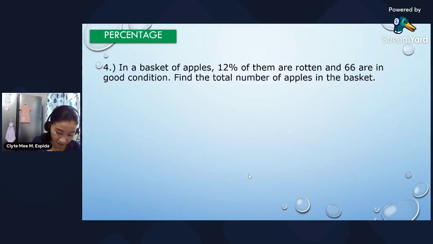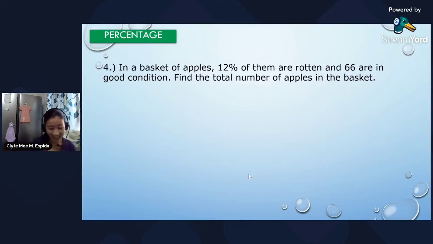Okay, sumasagot pa ba? For number 4. Okay, number 4, 54. Okay, any other answer? May iba pa ba? 44. Okay, sige. It is asked of the total. The total number of apples. So 66 na po yung in good condition. So ibig sabihin yung sagot po, hindi po bababa sa 66.